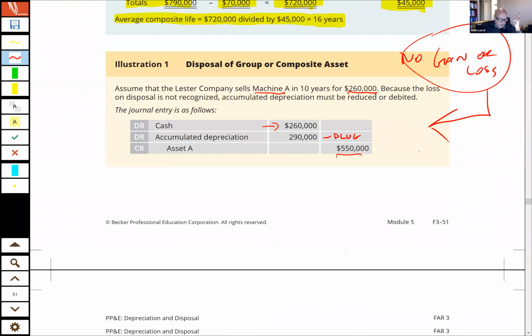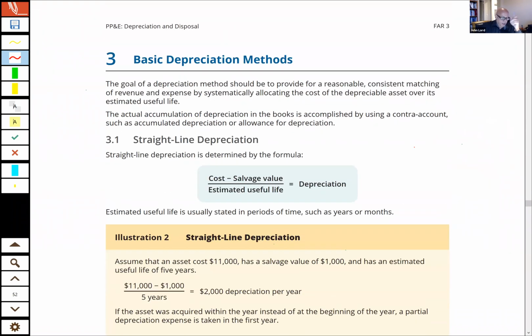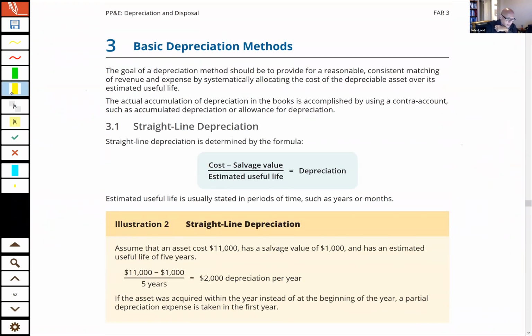Okay. Now let's come over and look at depreciation methods. Straight line, easiest thing in the world. Probably the first thing you learned in accounting, or where you really started falling in love with accounting, right? It is the original cost minus the salvage value divided by the estimated useful life, which gives you your annual depreciation.